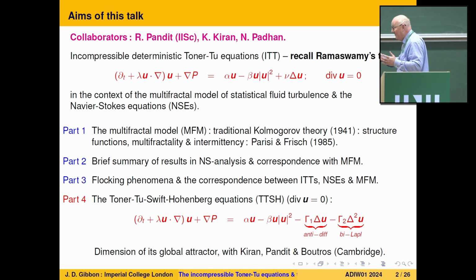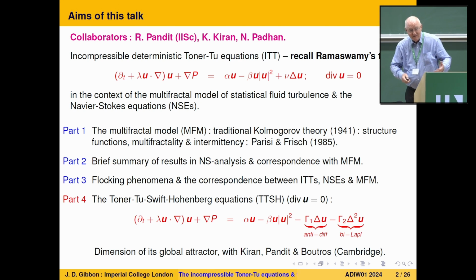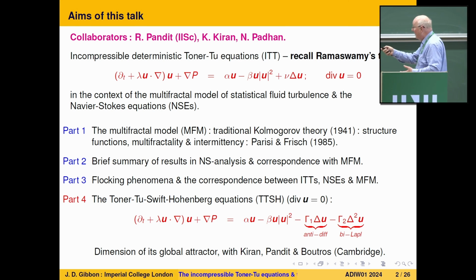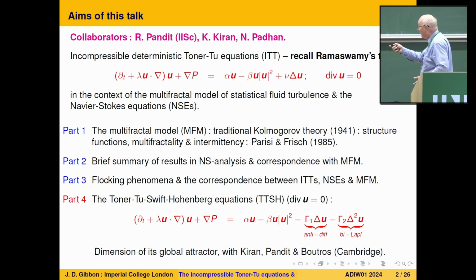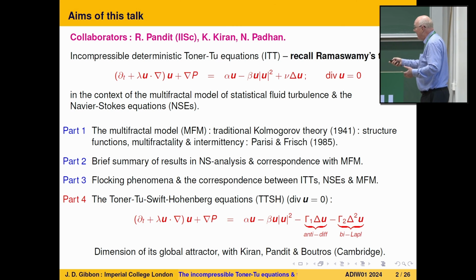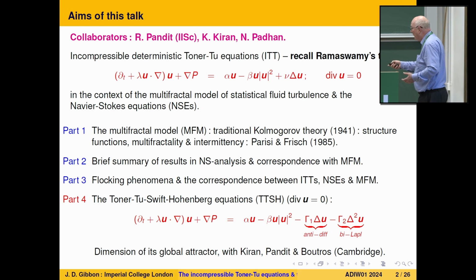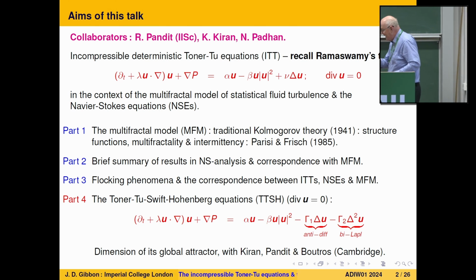And then I'm going to show you the whole point of the talk, that these properties, and I hope I will get through to you, will apply very nicely to the Toner-Tu equations, and that therefore they possess the same properties. And then, if I have time, I will look at Toner-Tu Swift-Hohenberg, which is of course different in the sense that it has anti-diffusion, my one chance of getting anti-diffusion into this program, with a bilaplacian. This is very new ongoing work with Rahul and Kiran and Daniel Boutros, who's a student here in Cambridge. So let's start.